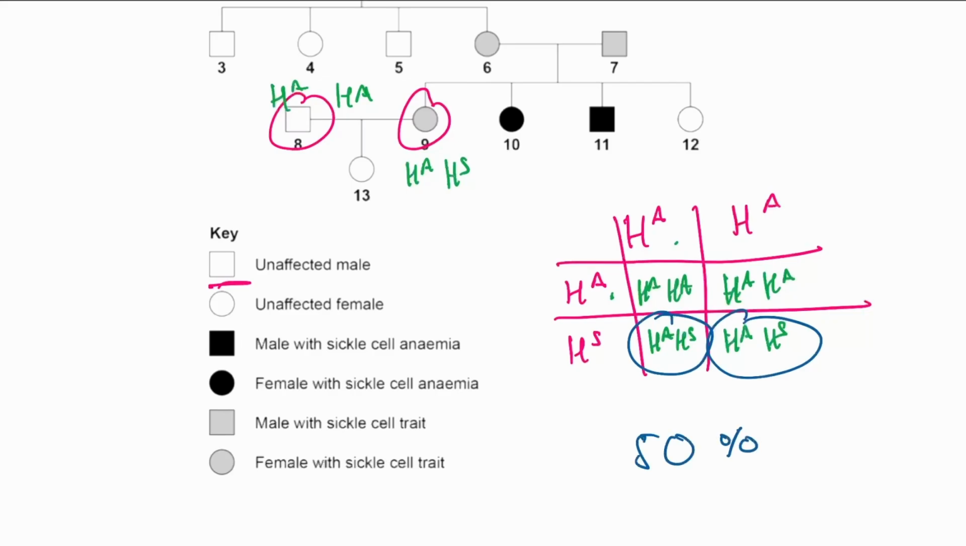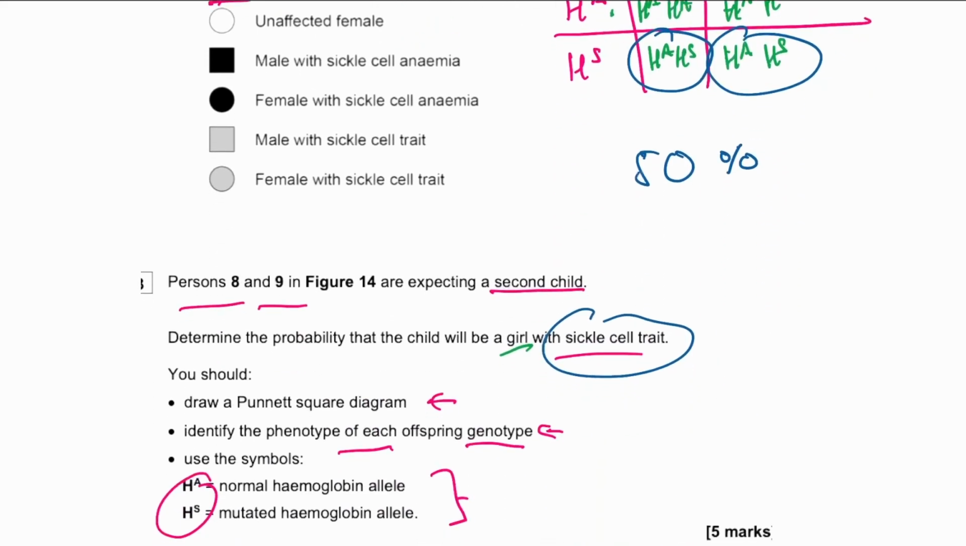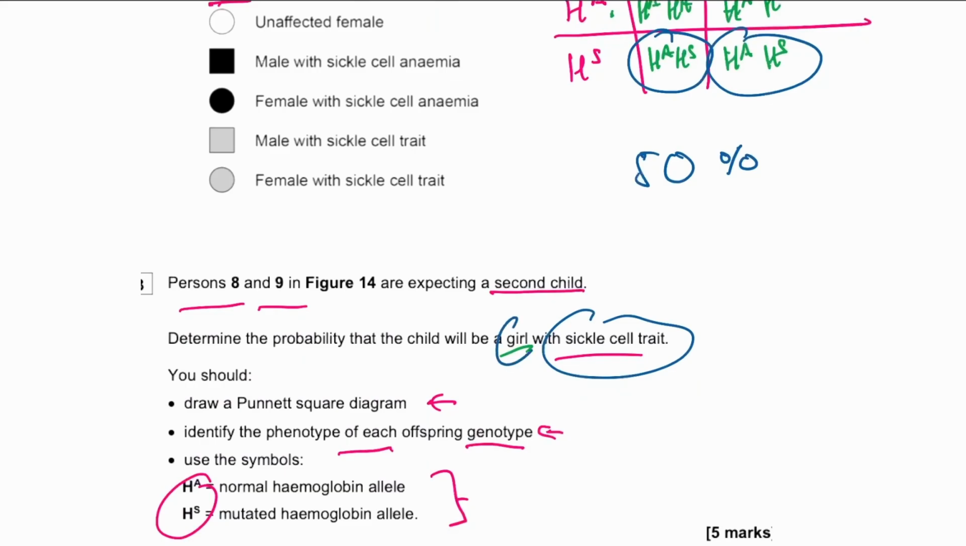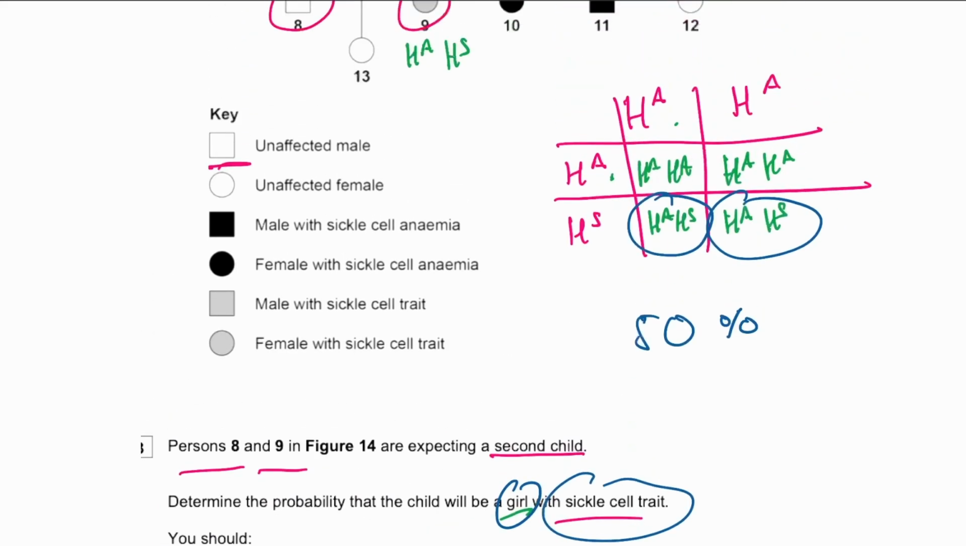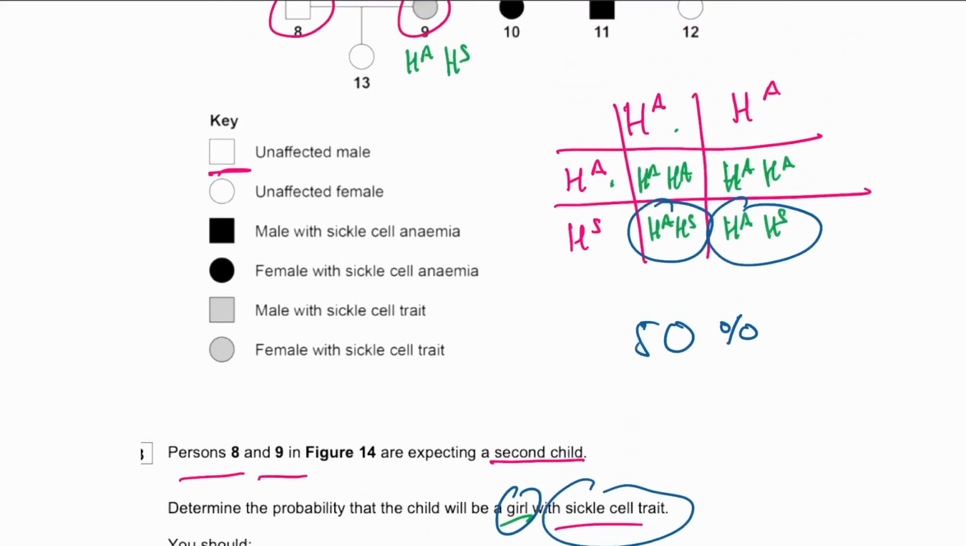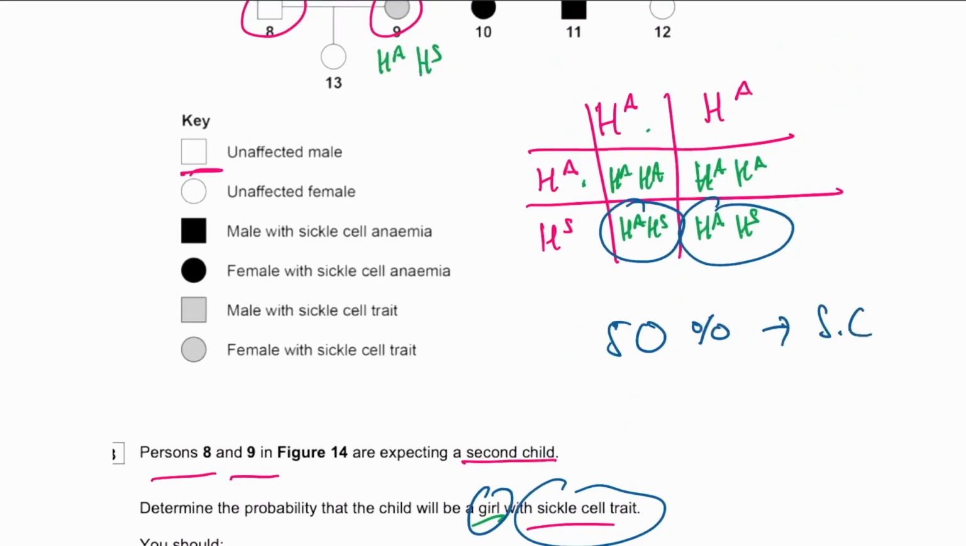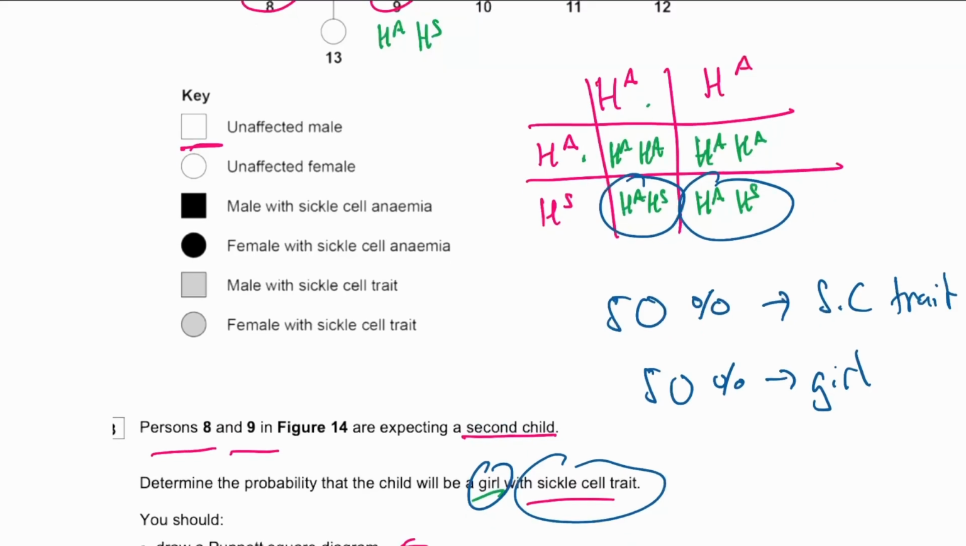But here you need to read the question a little bit carefully, because it does say what are the chances the child will be a girl with the sickle cell trait. So in the first place, the chance of having a girl is 50% as well. Okay, so a 50% chance of having the sickle cell trait, but there's also going to be a 50% chance that it's a girl. So you could have the sickle cell trait, but it's a boy, right? In which case, that's not answering our question.